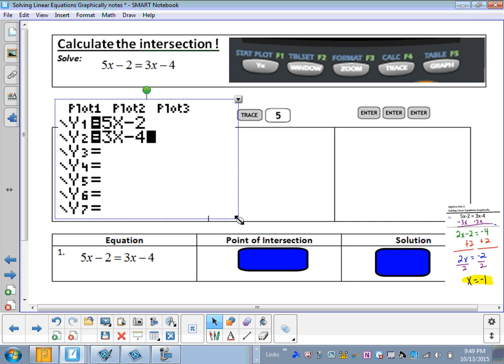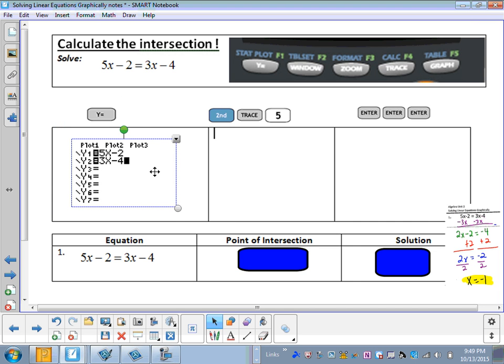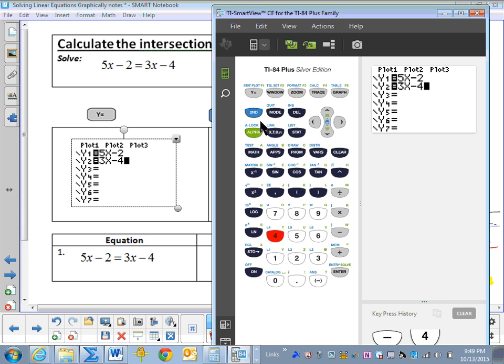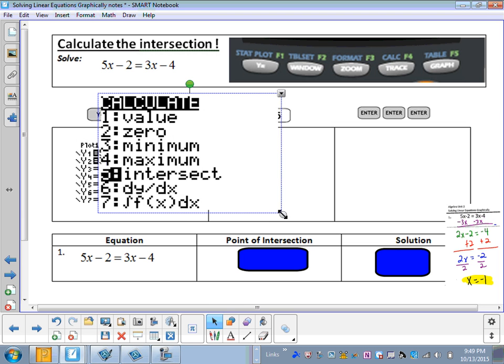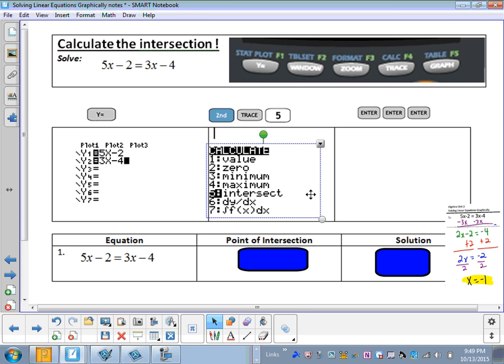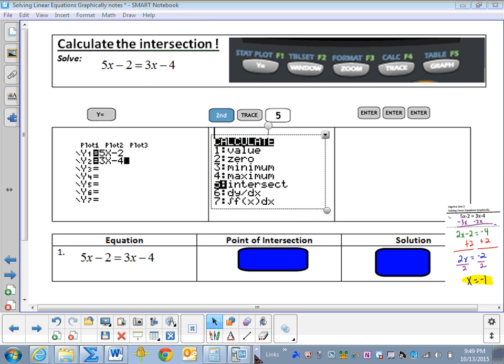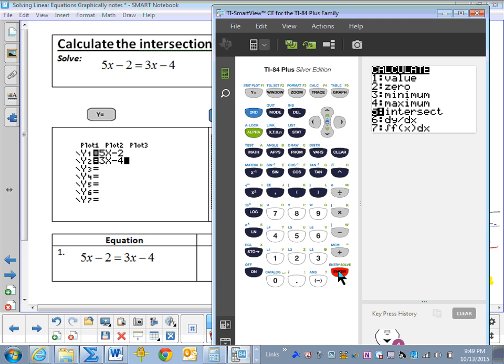And again, at this point, you want to stop and make sure you've entered the information correctly. Now I'm going to calculate the intersection by hitting second trace 5. Second trace, and you can hit the number 5. I'm going to scroll down or arrow down so I can take a snapshot of the screen. And then you hit enter.